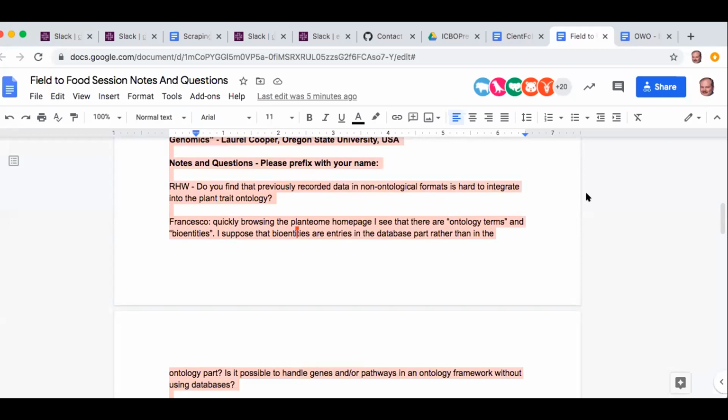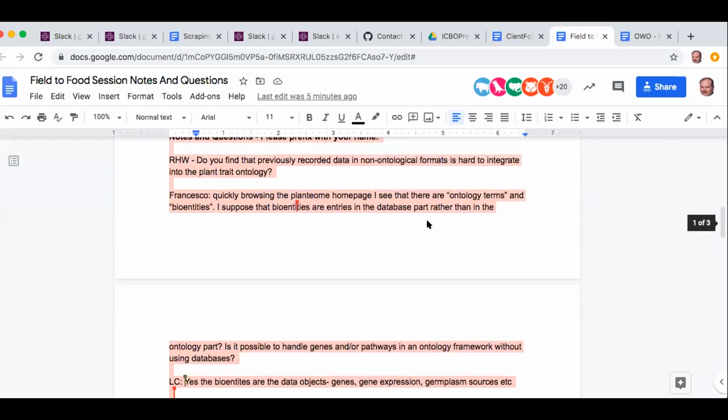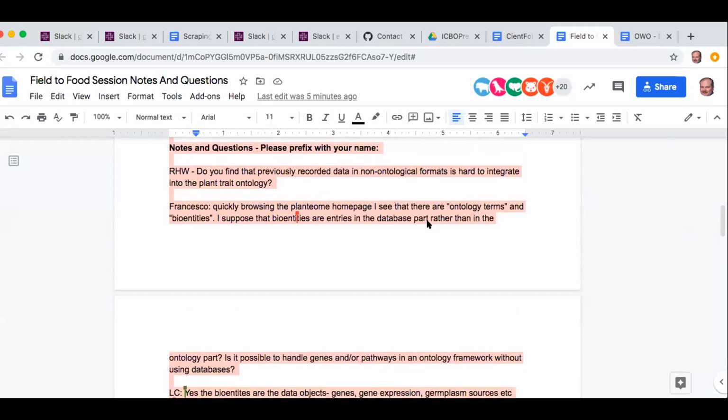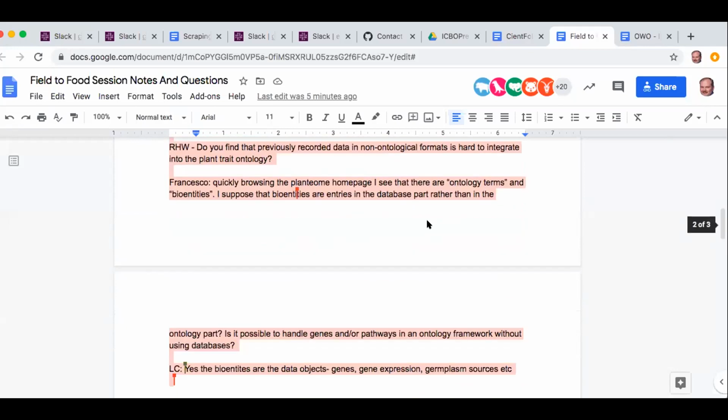The bioentities are the data objects that are in the database. So let's see what else. Yeah, right, so the bioentities are data objects that we've annotated with an ontology term. And then the second part of the question, is it possible to handle genes and pathways in an ontology framework? I'm not sure about how that would work.